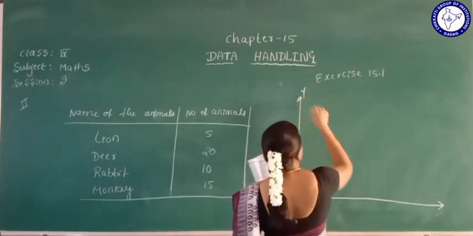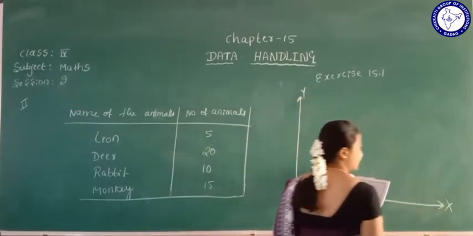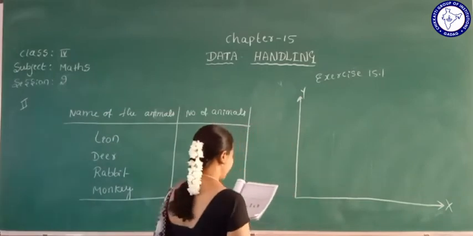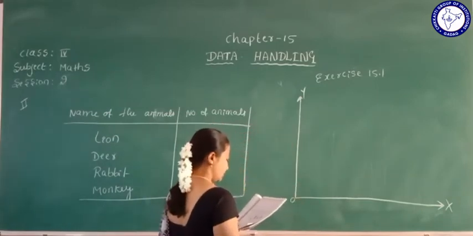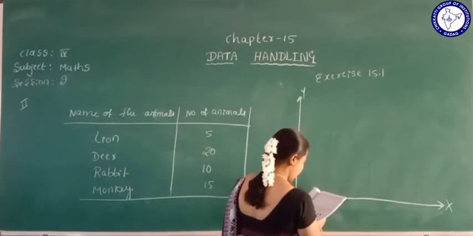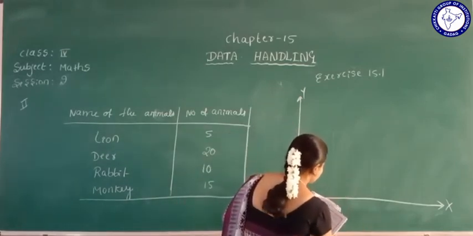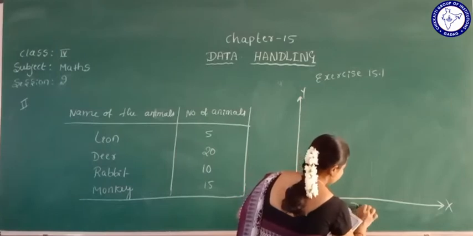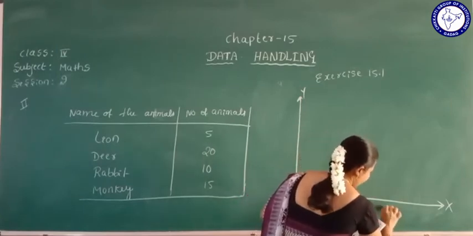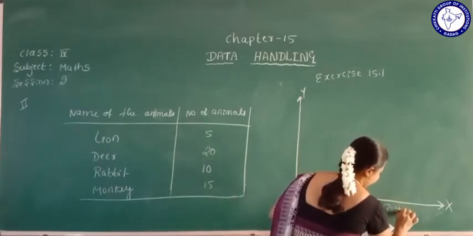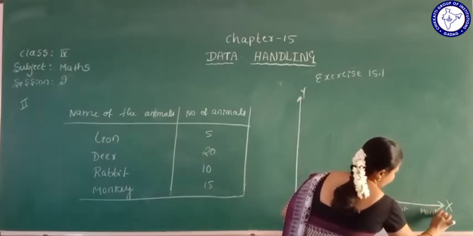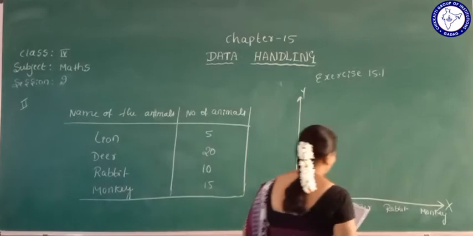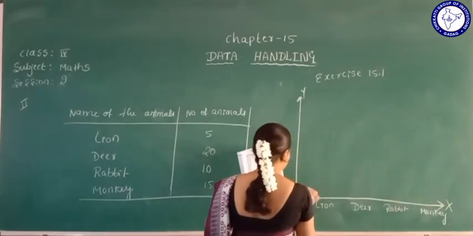Yes, this is the y-axis and this is the x-axis. Okay, and here first we will mention 0. Here, first one, lion, deer, rabbit, then monkey. So these all are the animals in the zoo.